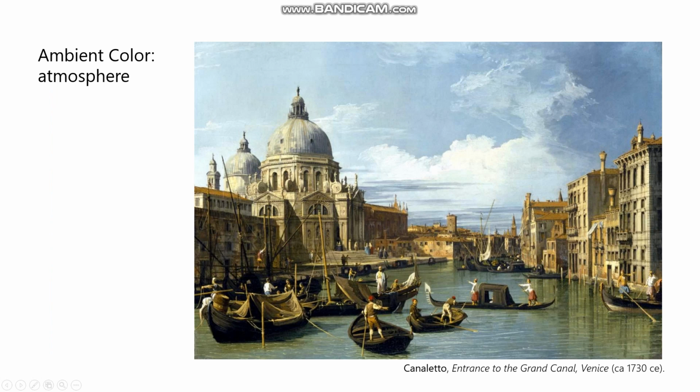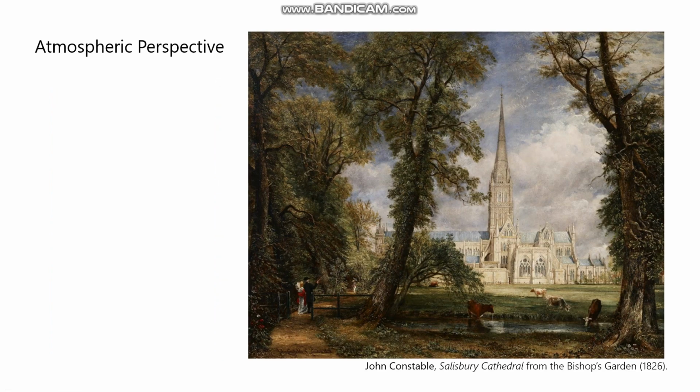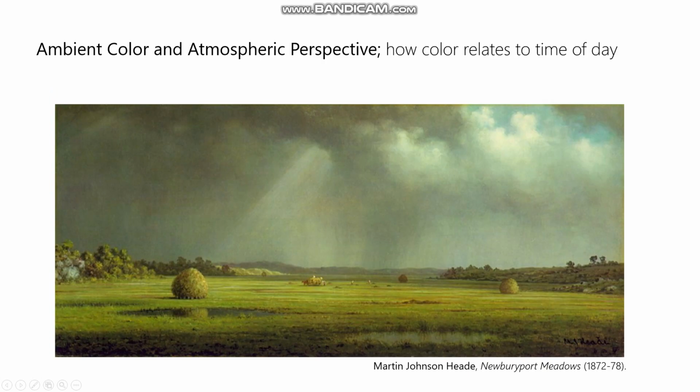So the darks get lighter and the lights get lighter, and the difference between colors gets less and less, and all the colors get cooler and less intense as they go further into the distance. We can see that even more clearly here in this painting by Constable, where all the space is created by the change of contrast and by the atmosphere.